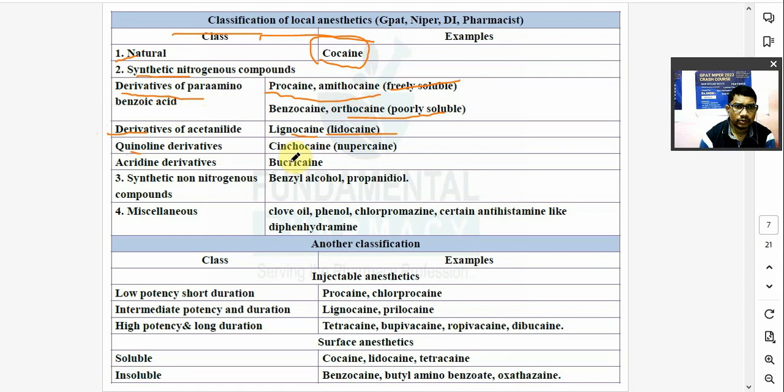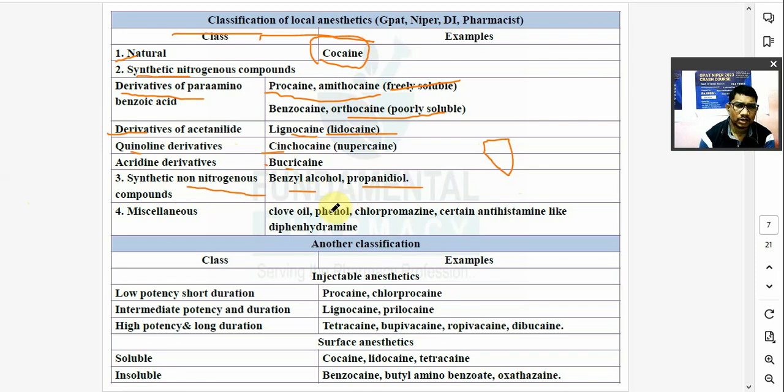Quinoline derivative. In that you have cincocaine, also known as nupercaine. Acridine derivative known as bucricaine. Cre for acri. Bucricaine, cre for acridine. So bucricaine is acridine derivative. इसके ऊपर एक क्वेश्चन आता है: which local anesthetic has acridine ring in this? Bucricaine. Synthetic non-nitrogenous compound. In that you have benzyl alcohol and propane.